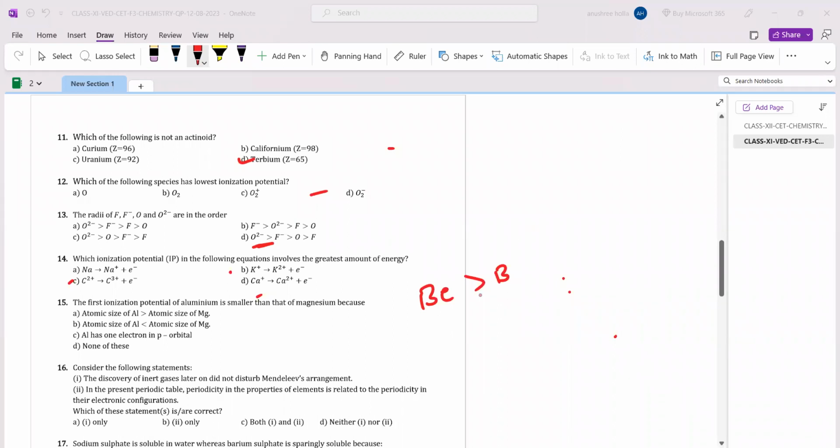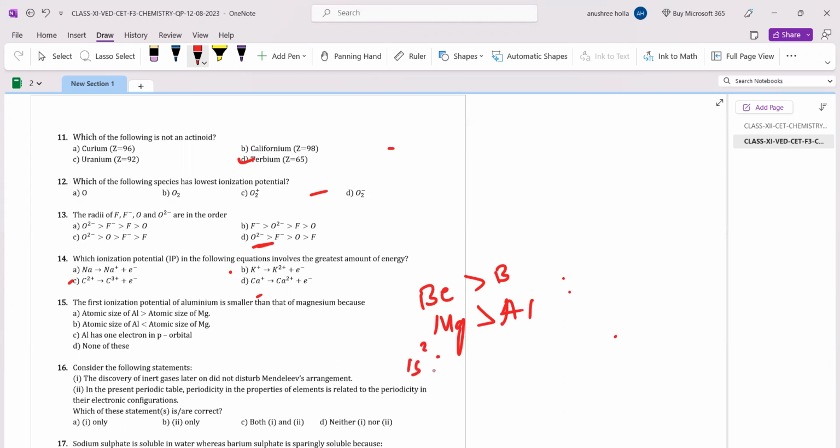Yes, we know that beryllium's ionization energy is greater than boron's, right? And just below beryllium we have magnesium, and below boron we have aluminum, right? So in that sense, even magnesium's ionization energy should be greater than aluminum's. We have to apply the same reason, right? So why is that? We know that in the case of magnesium or beryllium, the electrons are in s2, right?